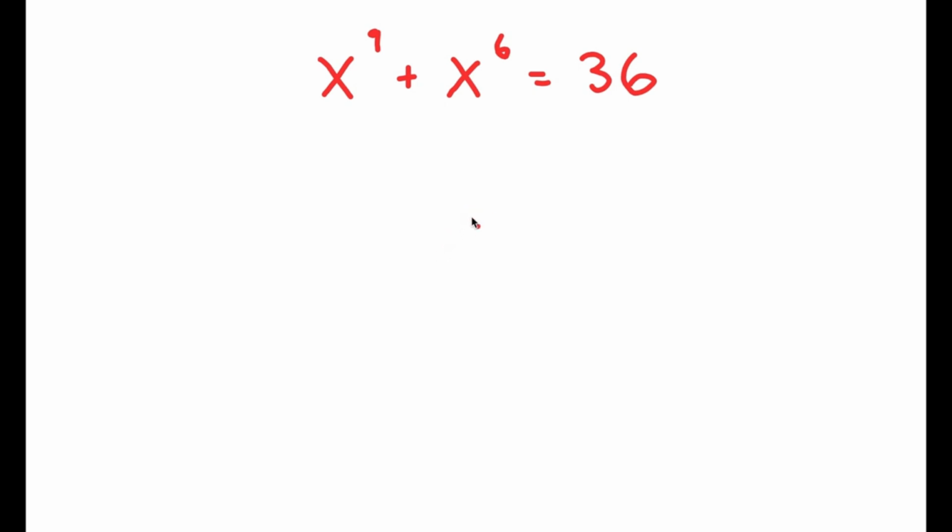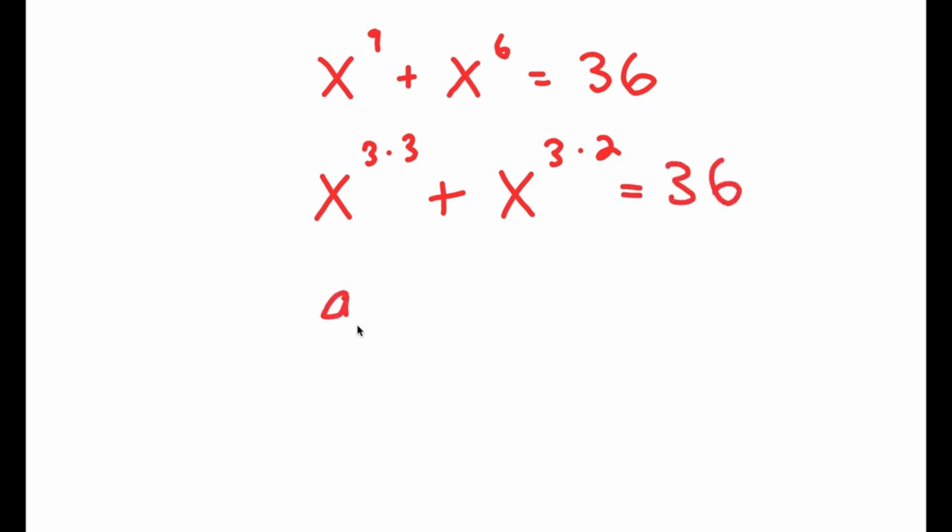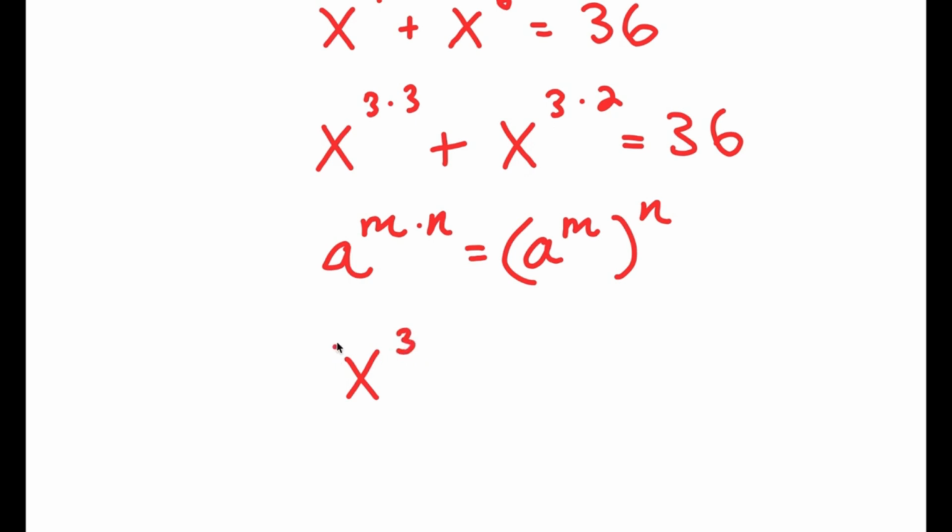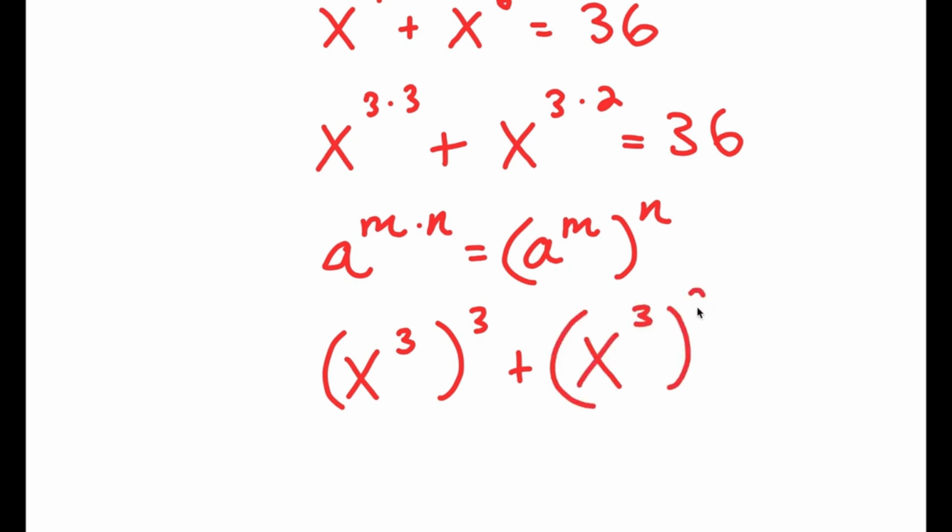Alright, so in this problem, I have x to the power of 9 plus x to the power of 6 is equal to 36. To solve this, I'm going to first start by rewriting this as x to the power of 3 times 3 plus x to the power of 3 times 2 is equal to 36. Now, if I have something in the form a to the power of m times n, this is equal to a to the power of m to the power of n. So x to the power of 3 times 3 is going to equal x to the power of 3 to the power of 3, and x to the power of 3 times 2 is going to equal x to the power of 3 to the power of 2.